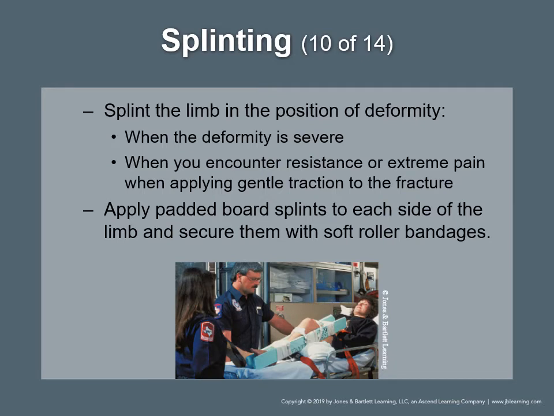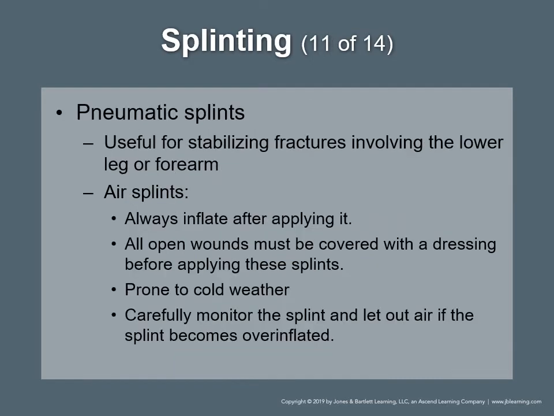There are 2 situations in which you must splint the limb in the position of deformity. That is when the deformity is severe or when you encounter resistance or extreme pain when applying gentle traction to the fracture of the shaft of the long bone. Apply padded board splints to each side of the limb and secure them with soft roller bandages. Most dislocations should be splinted as found, but follow local protocols. Attempts to realign or reduce dislocations can lead to more damage.